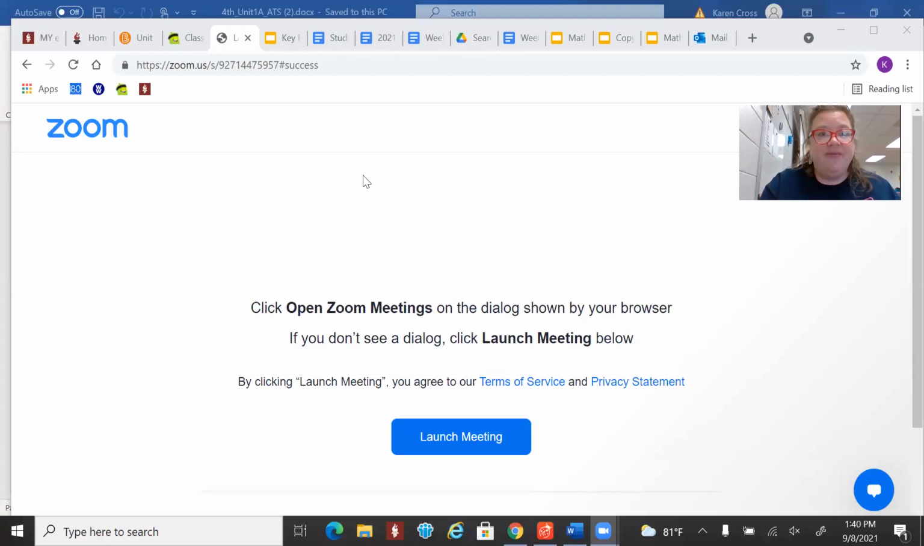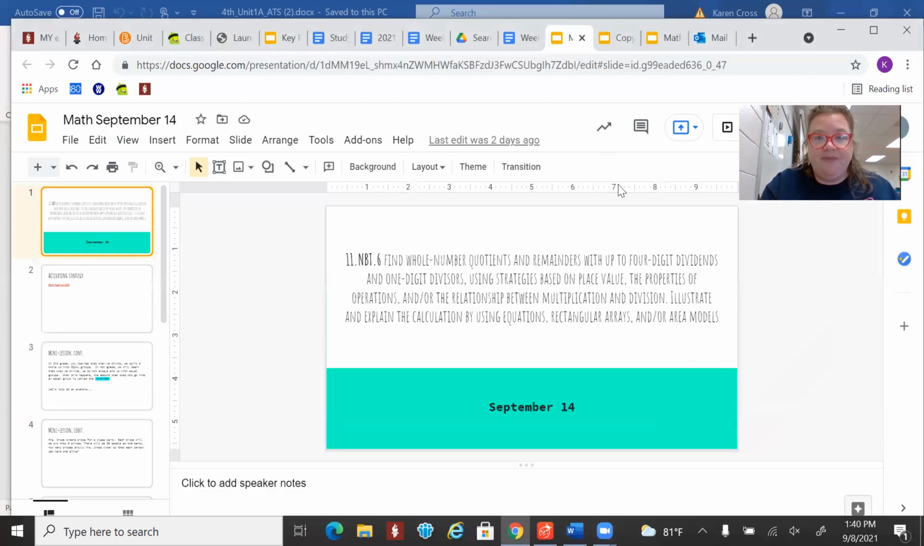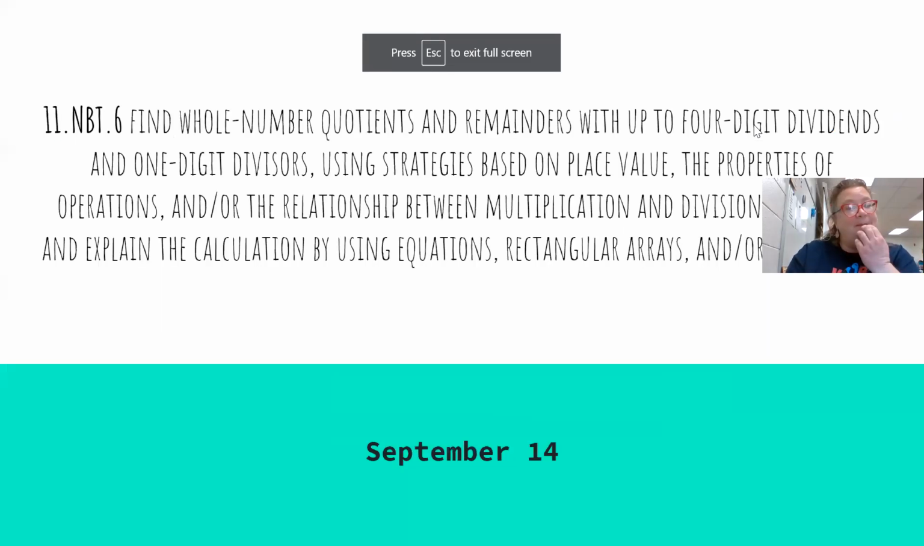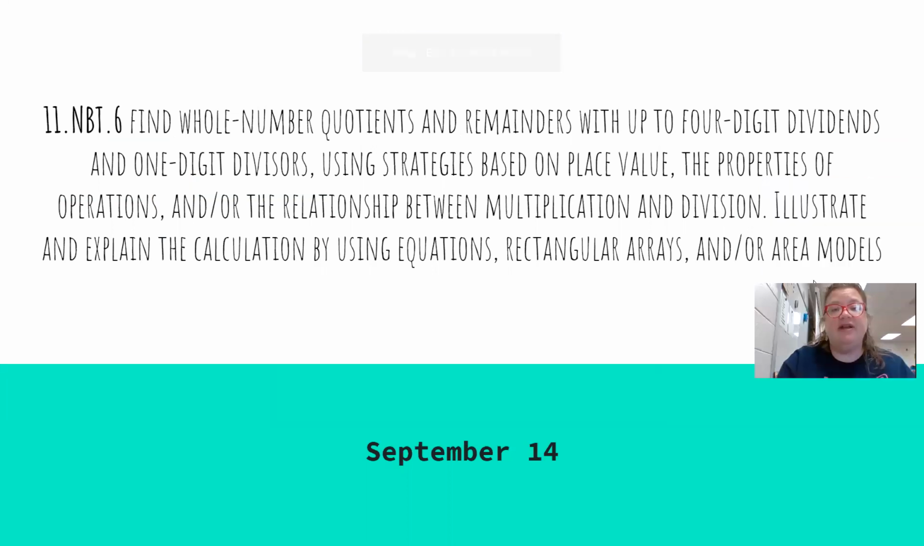Okay, so let's see. All right, here we go. So today we are continuing to work on the standard of being able to find whole number quotients and remainders with up to 4-digit dividends and 1-digit divisors using strategies. This is a lot of words, but basically we're working on division strategies this week.